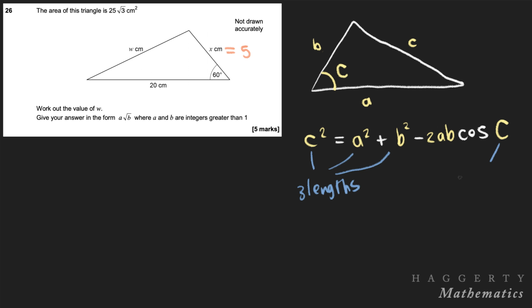So if you don't know any one of these things, you can always use the cosine rule to figure out the other one, right? And that's what we're going to do here. So here, the A and the B, that's what I was calling the two sides adjacent. That's going to be the 5 and the 20, right? And then you have the angle of 60 in between them. And we want to figure out this guy here, the W.